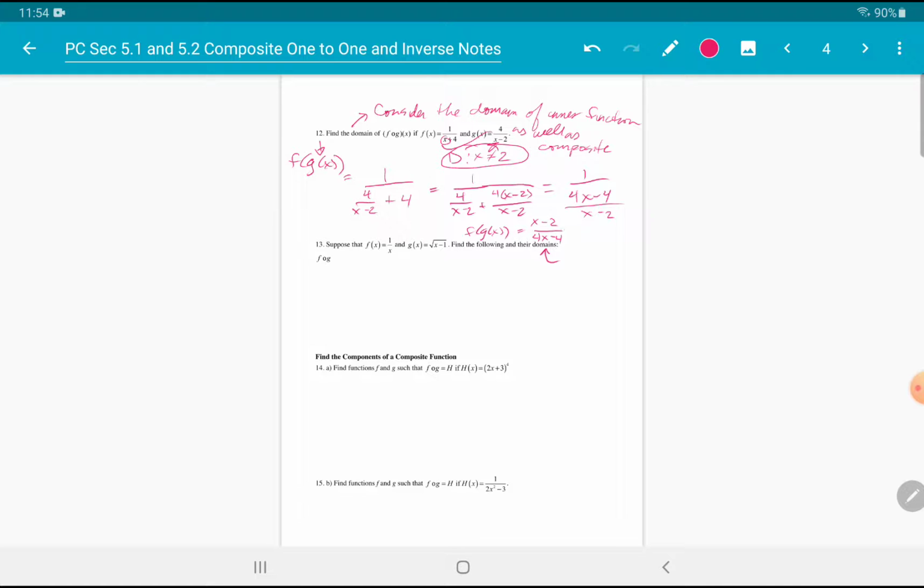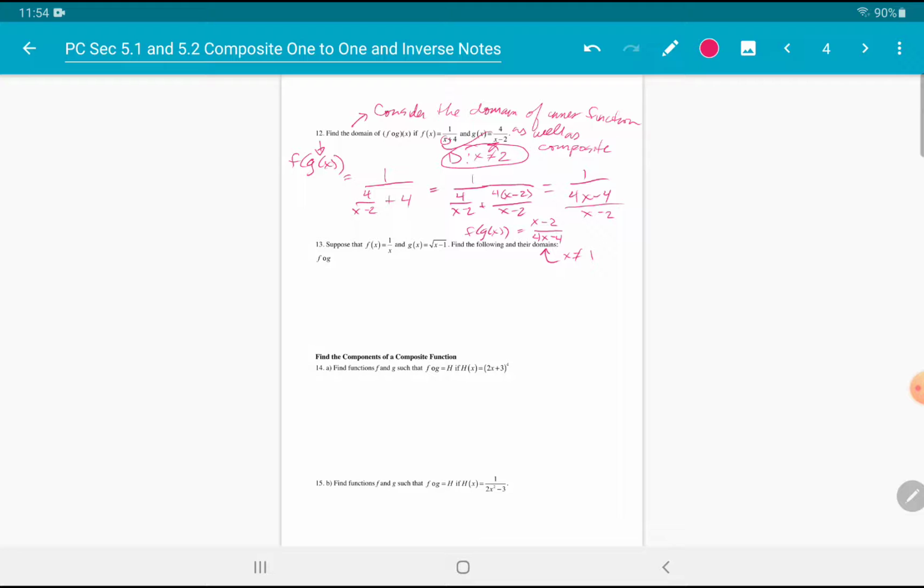Again, we are working with a rational function here, and we can see that the bottom is what's going to cause us the restriction, that 4x minus 4 cannot equal 0, which means basically that x cannot equal 1.